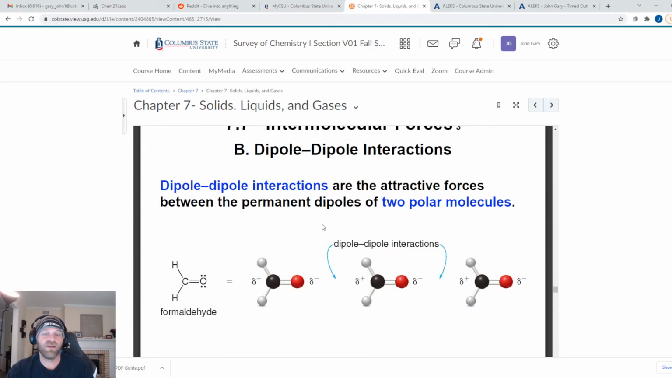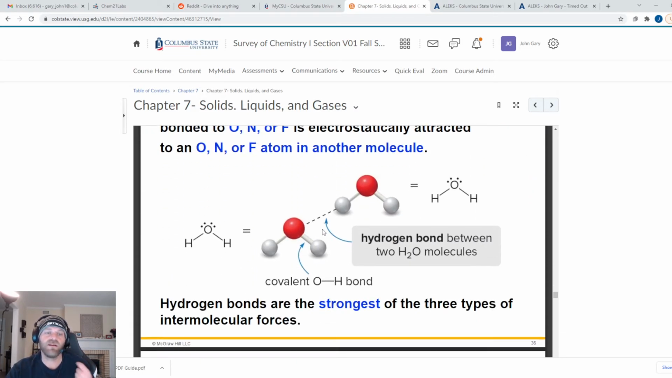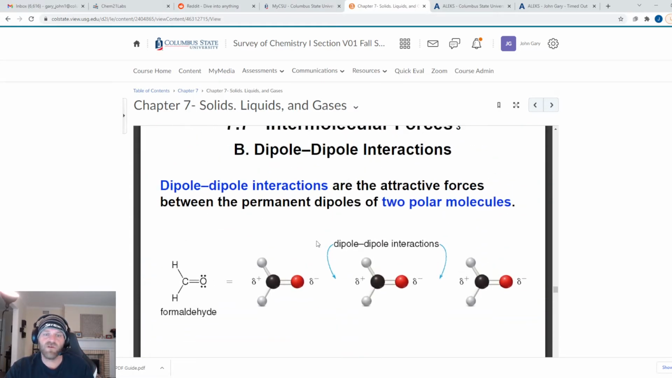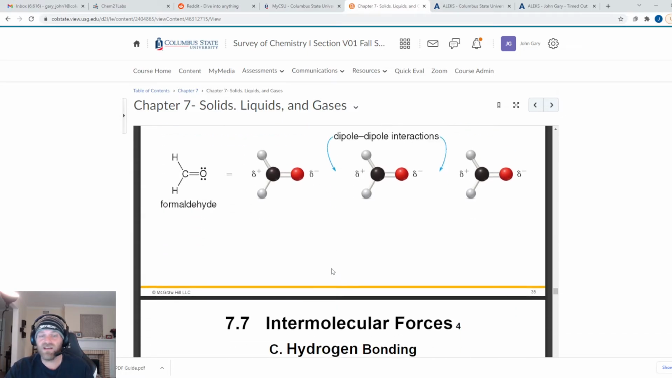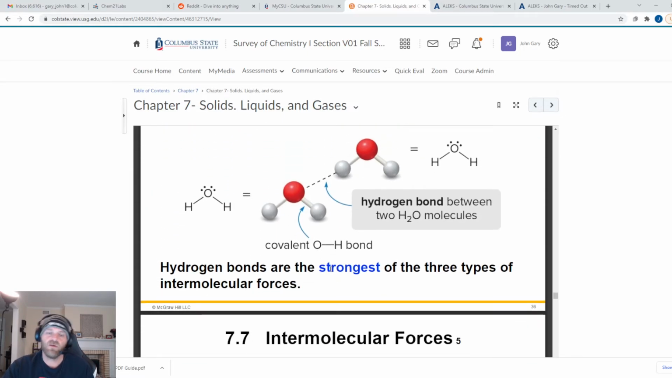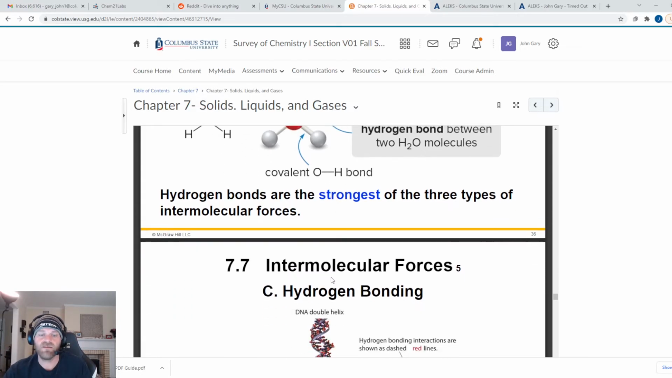But dipole-dipole and hydrogen bonding are always that, because oxygen is always slightly negative, hydrogen is always slightly positive, carbon is almost always slightly positive. So it will always create these same kind of forces or dynamics in bonding.